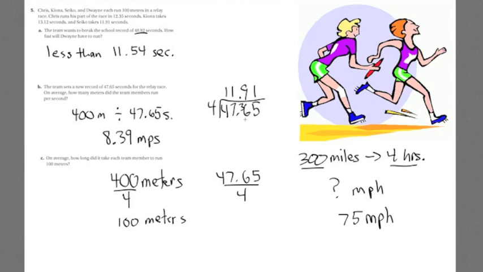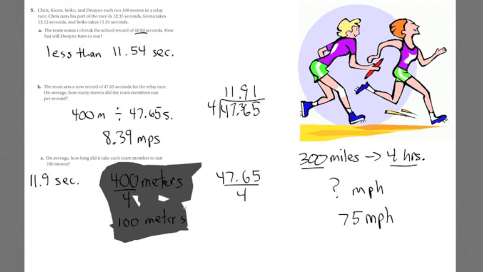And I'm going to say that it took them, on average, about 11.91 seconds. Or we could say about 11.9 seconds. So on average, how long did it take each team member to run 100 meters? It took them about 11.9 seconds. And we are going to, again, go through all of this, and we're going to talk about rounding and so on and so forth. Now, before we move on to the next problem, I want to ask you all a question.